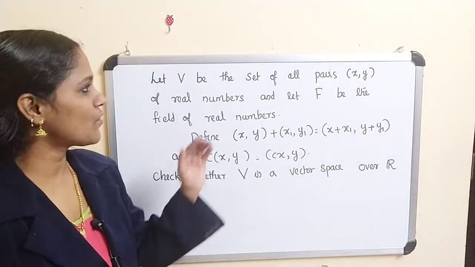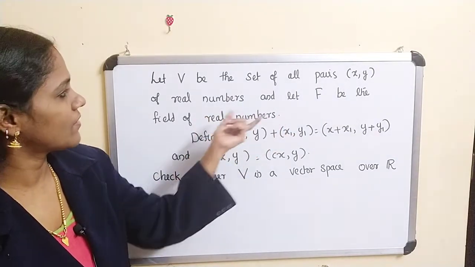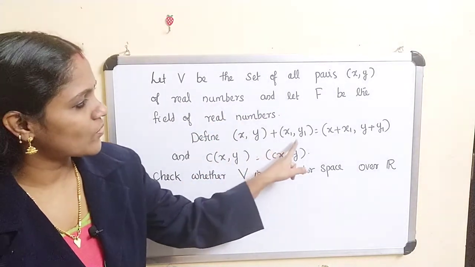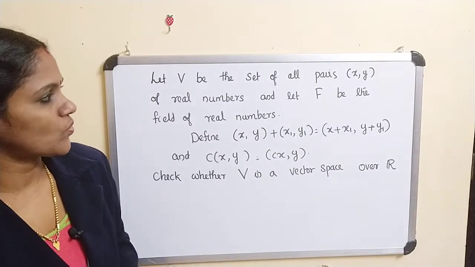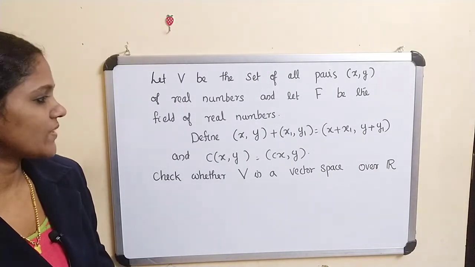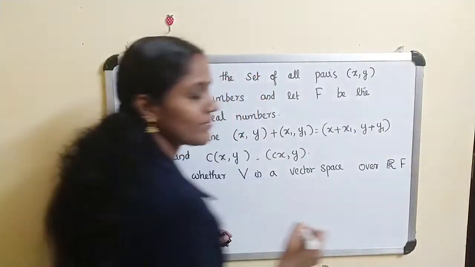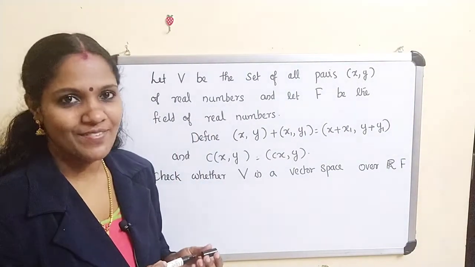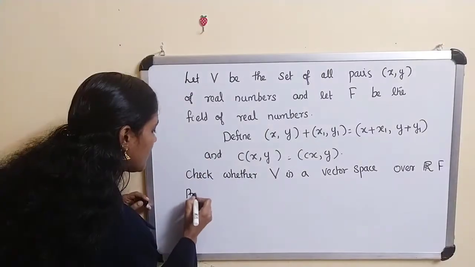Let V be the set of all ordered pairs (x, y) of real numbers and F be the field of real numbers. Define (x, y) + (x1, y1) = (x + x1, y + y1) and c(x, y) = (cx, y). Check whether V is a vector space. It's not over R, it's over F. Here we have to check whether V is a vector space. Now move to the proof.